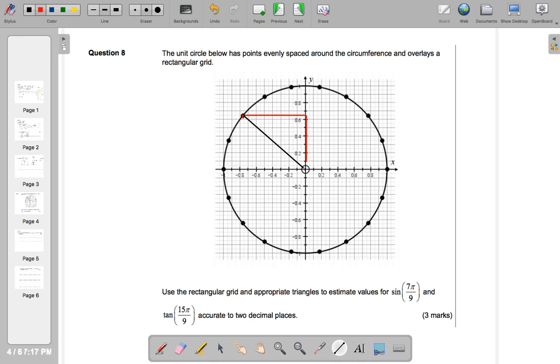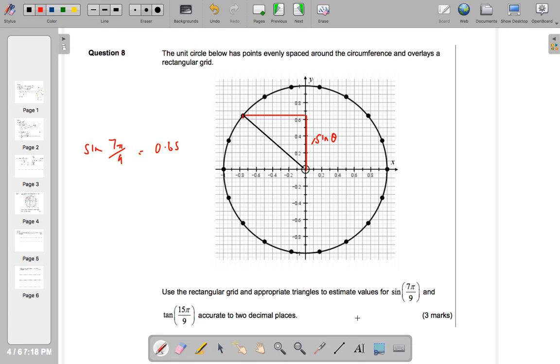So there we go, it's that one there. So that's 0.65. That distance from the middle, sorry about that, the sine component, I'll write it out now because I mucked it up. The sine component is the vertical component, not the horizontal, that's the cosine. So that sine theta there is 0.65. So sine 7 pi on 9 equals 0.65. Now it wants tan 15 pi on 9, so that's 8, 9, 10, 11, 12, 13, 14, 15 pi on 9.